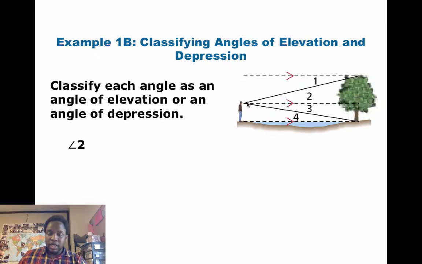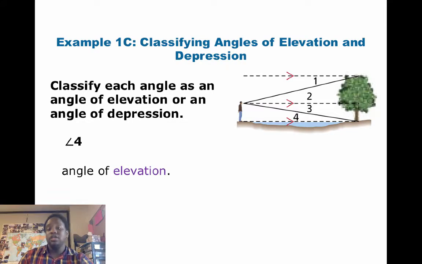Angle 2 is an angle of elevation because the slanted line is above. The guy is looking up to see the top of the tree. And then angle 4 is also an angle of elevation because the slanted line is above the dashed horizontal line. Just in case you're wondering, angle 3 is an angle of depression because it's going down. The guy has to look down to see the bottom of the tree.